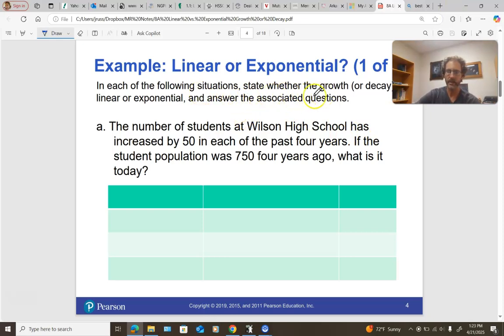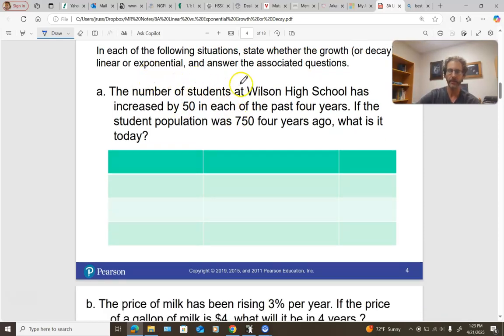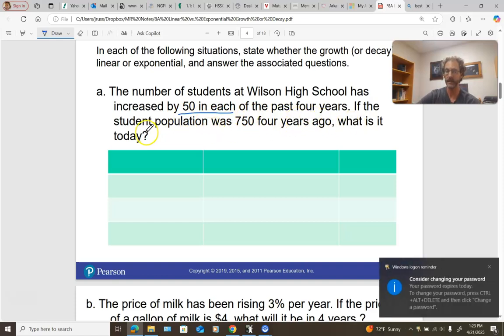So linear or exponential, and then answer the associated question. Okay, so let's look at part A. The number of students at Wilson High School has increased by 50 in each of the past 4 years. If the student population was 750 4 years ago, what is it going to be today?